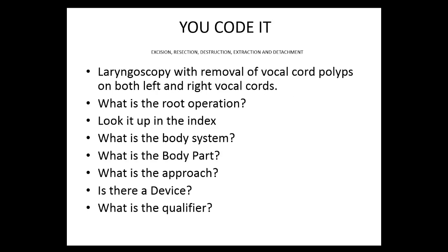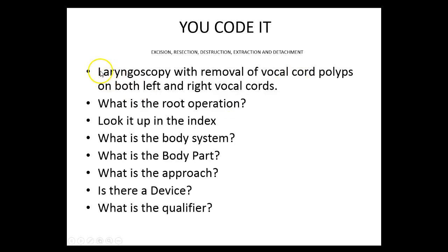So now let's look at this. We're doing a laryngoscopy with removal of vocal cord polyps of both the left and the right vocal cords. So let's talk about the body part. What is our body part? Our body part is actually the vocal cords. And our root operation for this is excision because we're not taking out the entire vocal cord. We're just taking out the polyps that are on the vocal cord. So that becomes an excision.